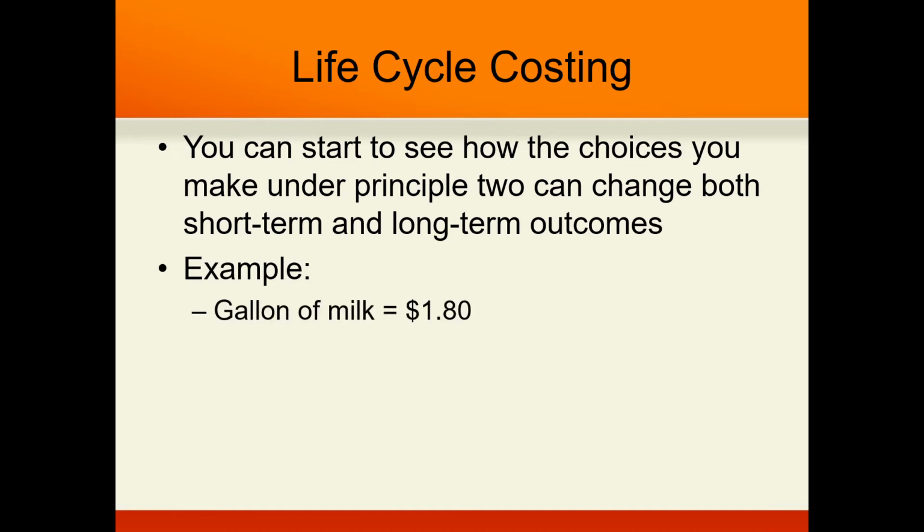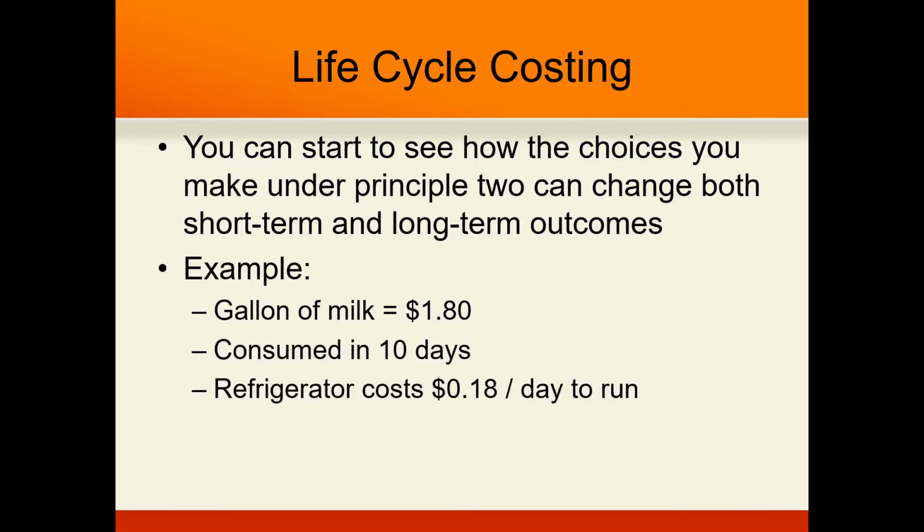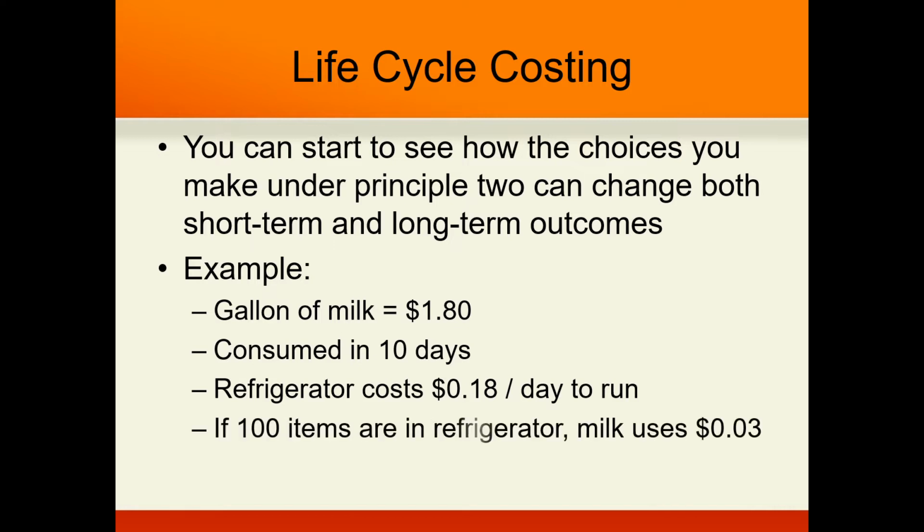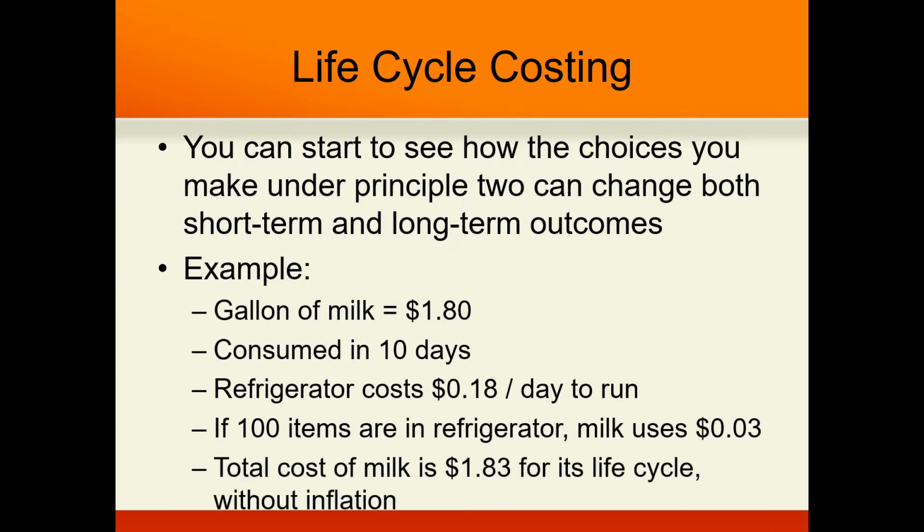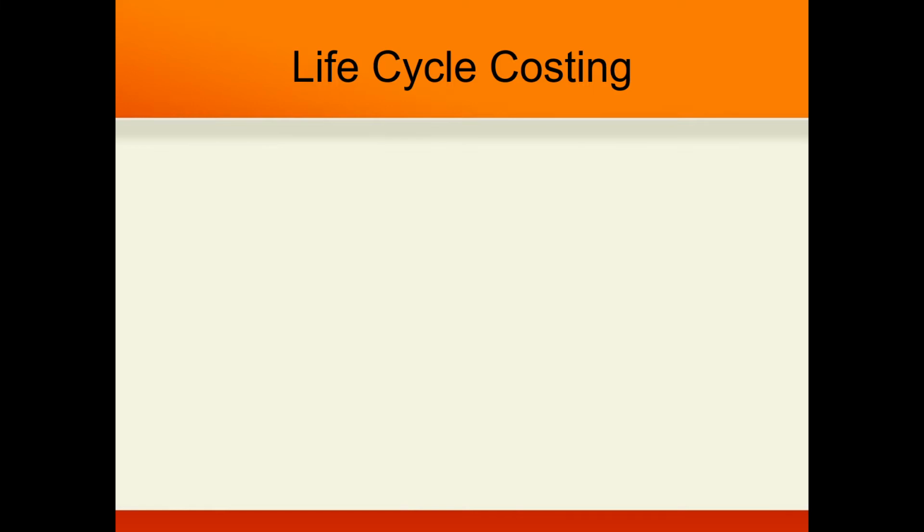Now, let's bring that to an example, and I'm going to bring it to a very, very basic example. Let's take a gallon of milk you buy for, say, $1.80. Now, that milk, you'll consume in 10 days. So your refrigerator cost for running for that 10 days is 18 cents per day to run. So if you have 100 items in that refrigerator, the milk is ultimately going to prorate to about 3 cents over that 10 days, which means the total cost of that milk is $1.83 for the life cycle that you have, without counting inflation, replacement costs, or anything else. So you start to see, even on this small scale, it does have an impact.